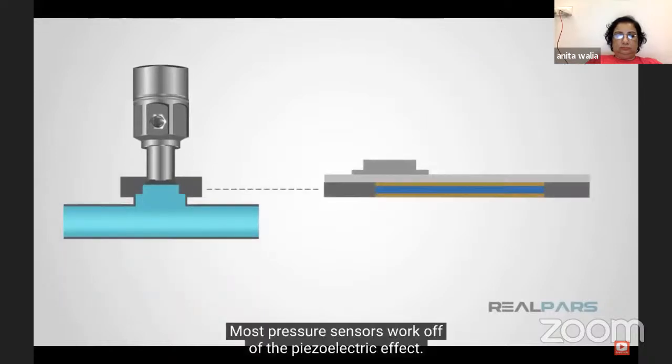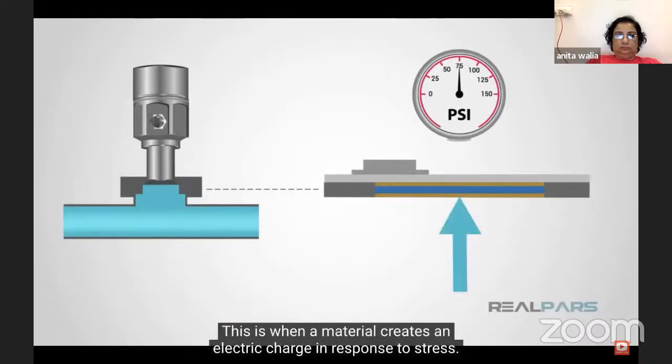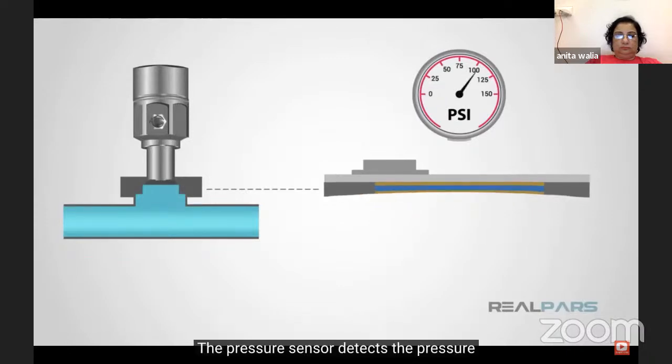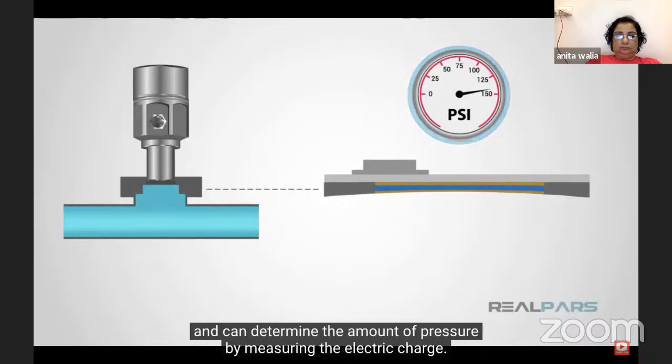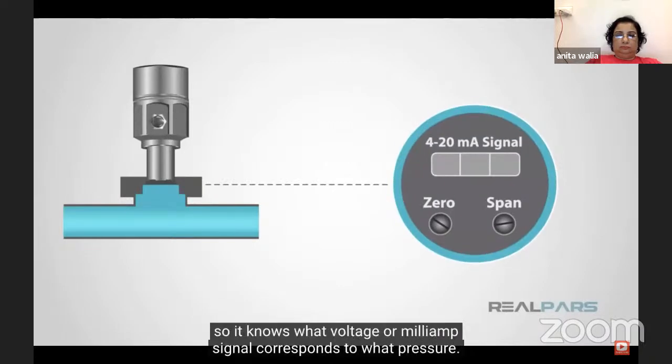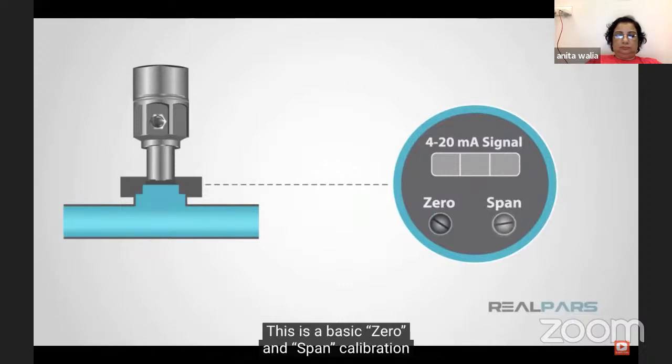Most pressure sensors work off of the piezoelectric effect. This is when a material creates an electric charge in response to stress. This stress is usually pressure, but can be twisting, bending, or vibrations. The pressure sensor detects the pressure and can determine the amount of pressure by measuring the electric charge. Pressure sensors need to be calibrated so it knows what voltage or milliamp signal corresponds to what pressure. This is a basic zero and span calibration, or minimum and maximum, which is a common job for maintenance personnel.